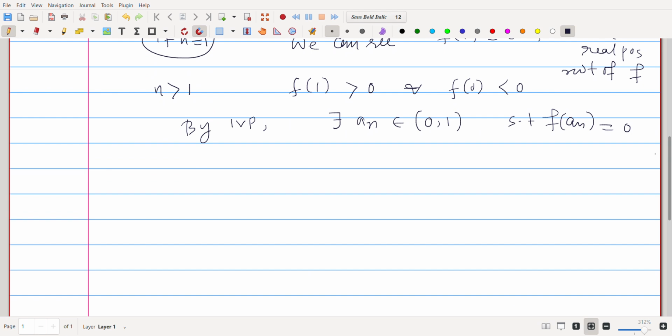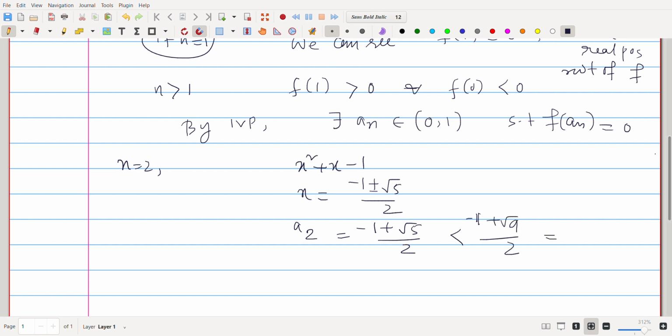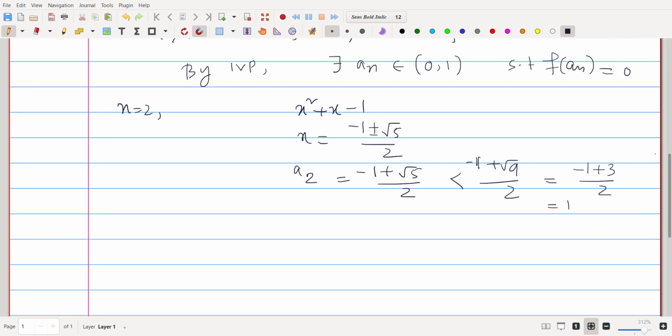Okay, now we need to show that this sequence is convergent. To show that, first observe that for n equal to 2, the equation is x^2 + x - 1. If we solve it, then it becomes this, but we are taking the positive root, right? So that means a_2 equals (-1 + root 5)/2, which is less than (-1 + root 9)/2, which is the same as (-1 + 3)/2 equals 1. So we have a_2 less than a_1.